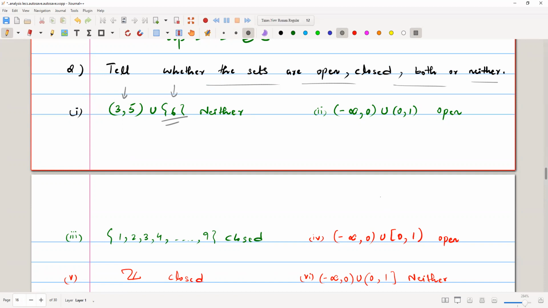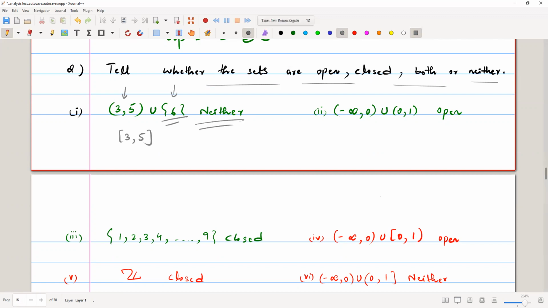And for closedness, again, the same argument. We have the definition that a set is closed if it contains all its limit points, but the limit points of the set are 3 and 5. So the set does not include all its limit points. So the set is not closed as well, so it's neither.